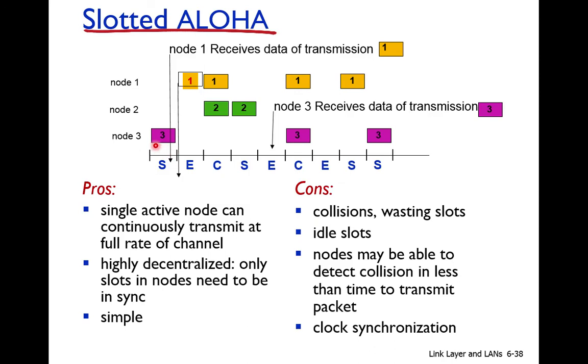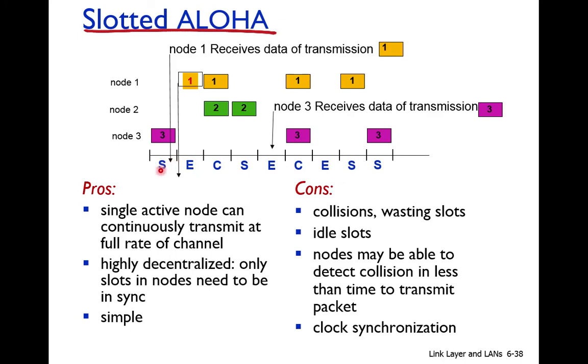When node 3 starts transmission, suppose at this time node 1 also receives data for transmission. Node 1 receives the data, but it cannot transmit. Why? Because it is not at the beginning of this slot. If it is not at the beginning, it will not transmit the data. It will wait for the next slot, so node 1 will start its data transmission in the next slot.